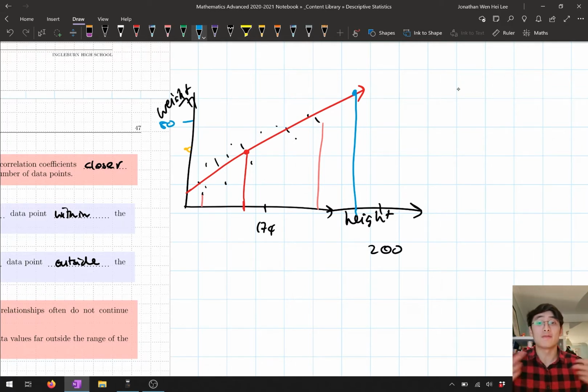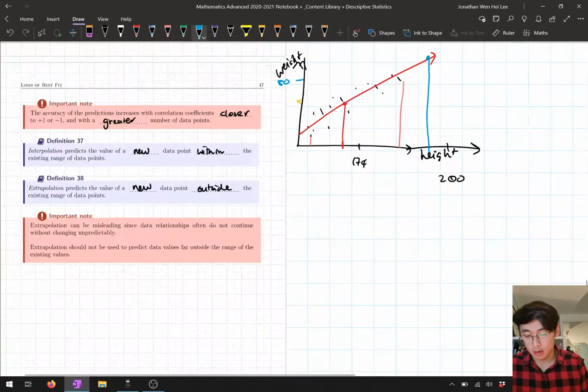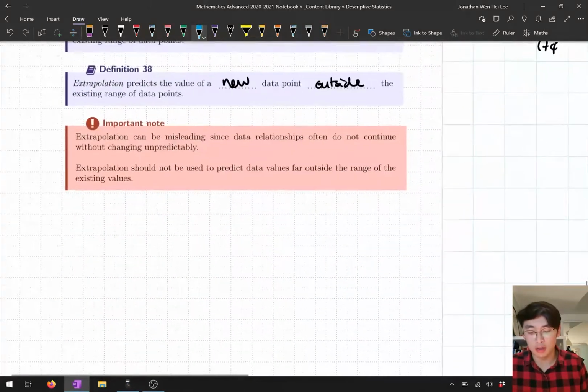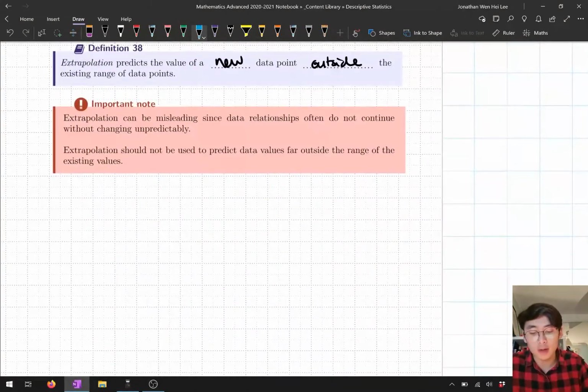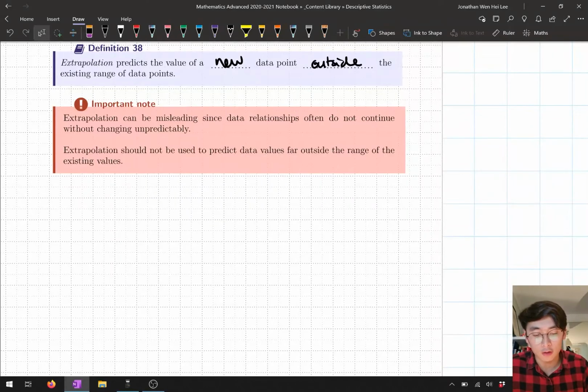Mathematicians and people want to find out information about stuff that they don't know. And so here, using this, they can actually make predictions about new data that they don't know anything about. Okay, now the important note here. Extrapolation can be misleading since data relationships often do not continue without changing unpredictably.